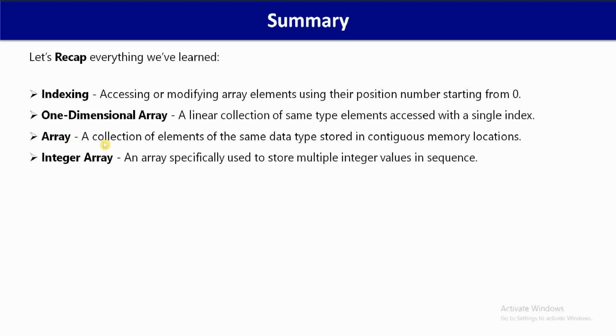Next one is array, a collection of elements of the same data type stored in contiguous memory locations. So an array stores the elements one after another in a proper sequence, with the indexing. Indexing is inbuilt with the array. We do not write or declare the indexing separately for arrays. We can directly use it with arrays.